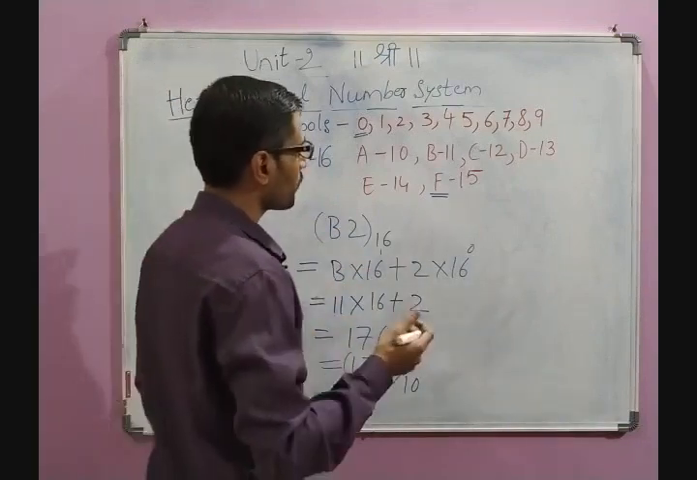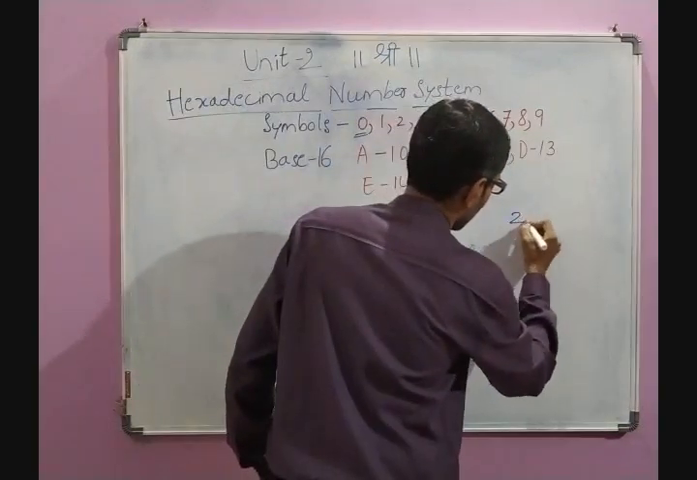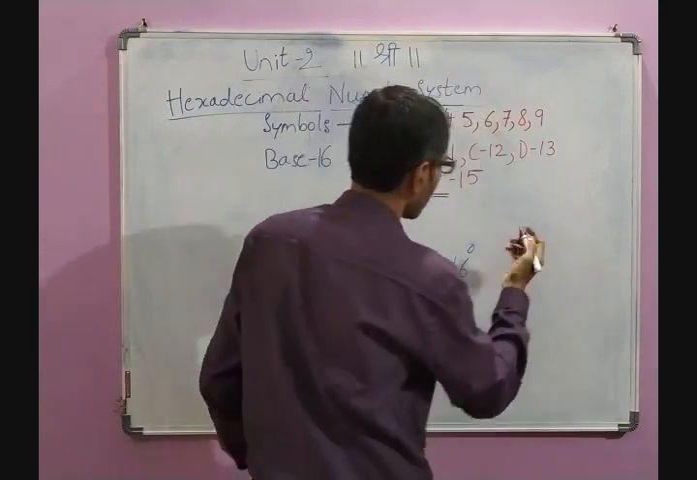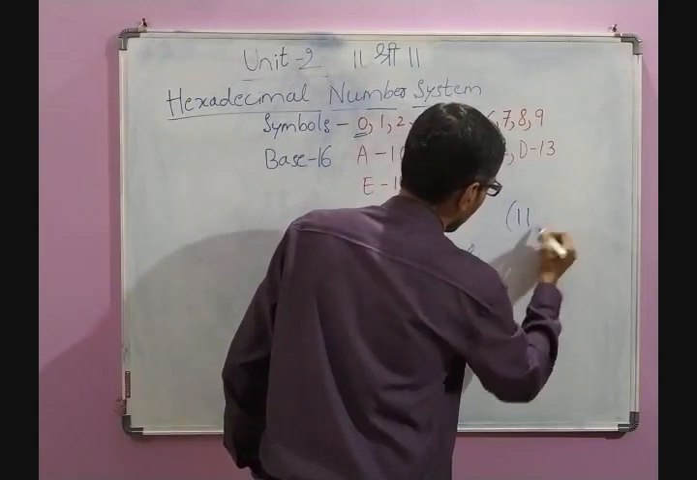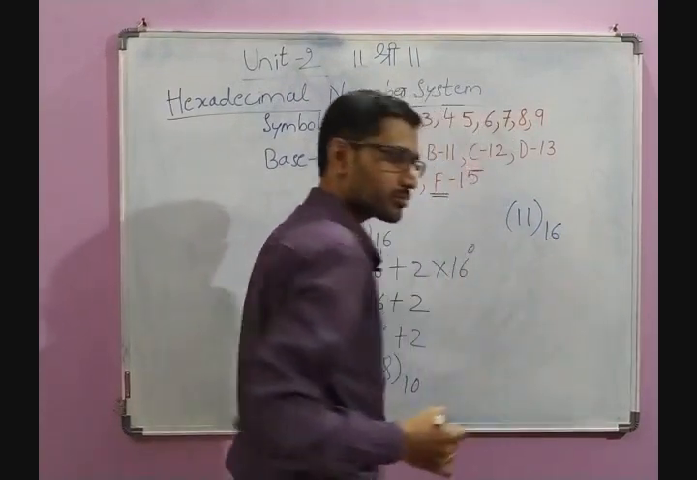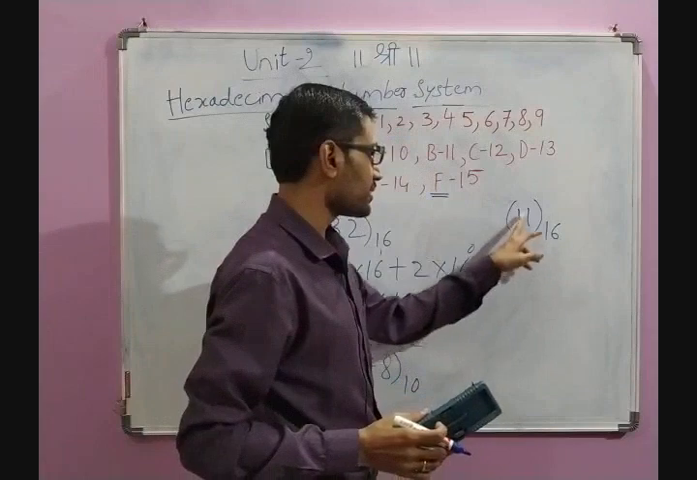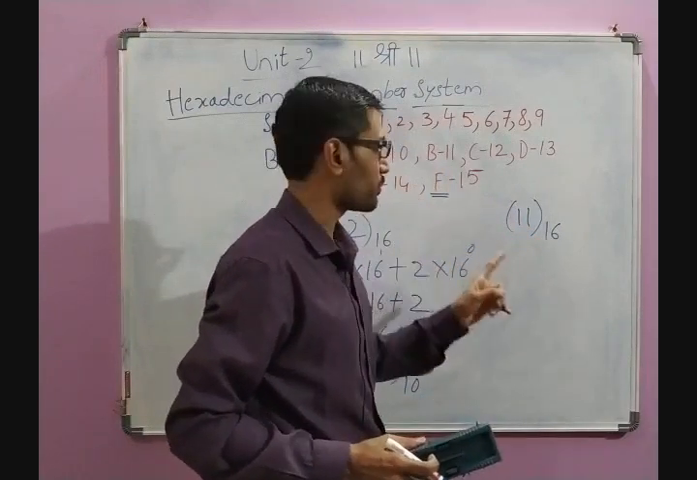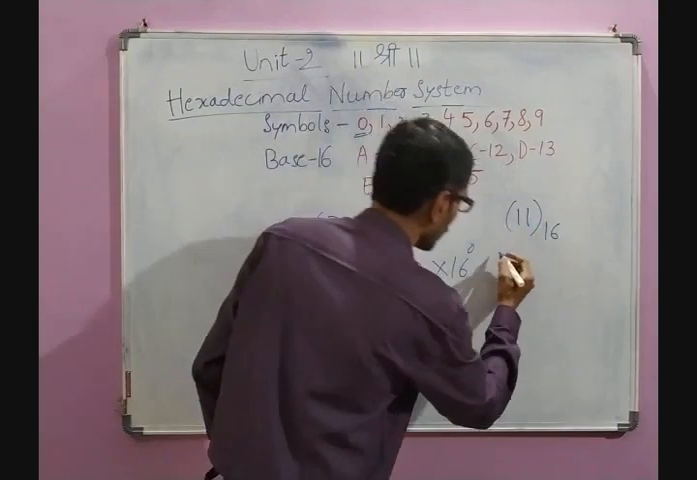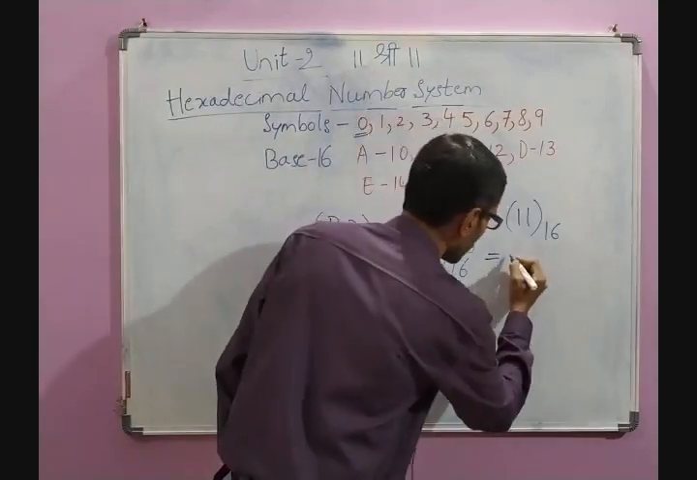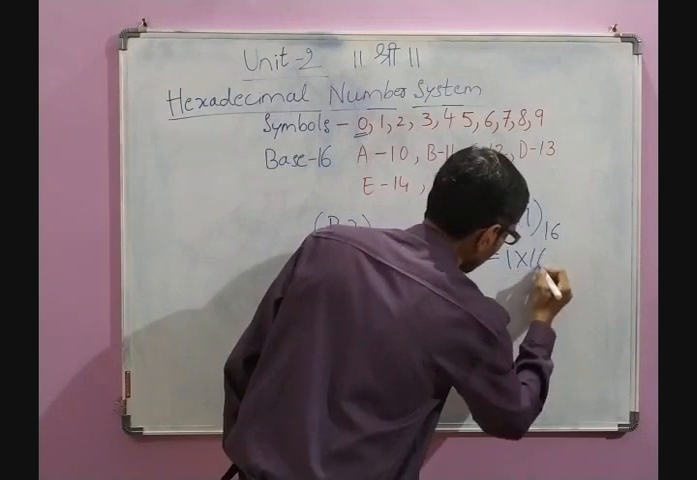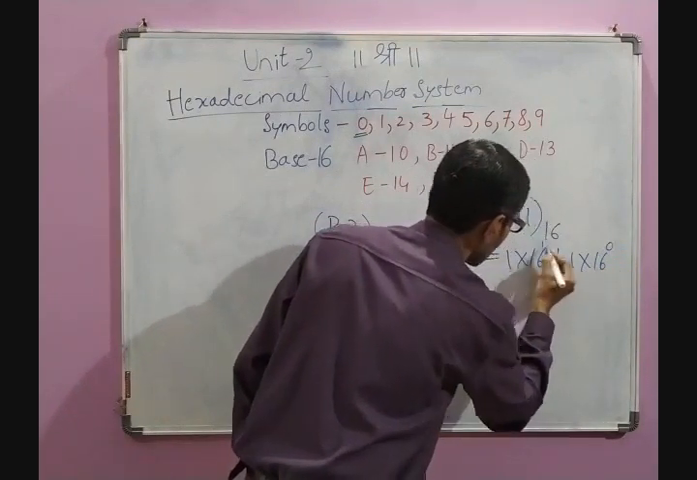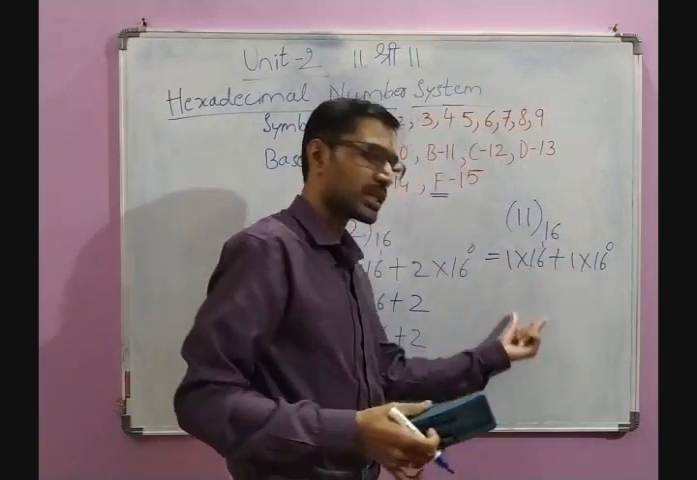Now if I have a number like 23, or for example the same previous example, if I have 11 to the base 16, you don't take this as a single value, you need to take it as separate digits. So if I want to convert this, you need to take it as 1 into 16 plus 1 into 16. So 16 raised to 0, 16 raised to 1, and so on. You can try doing it.